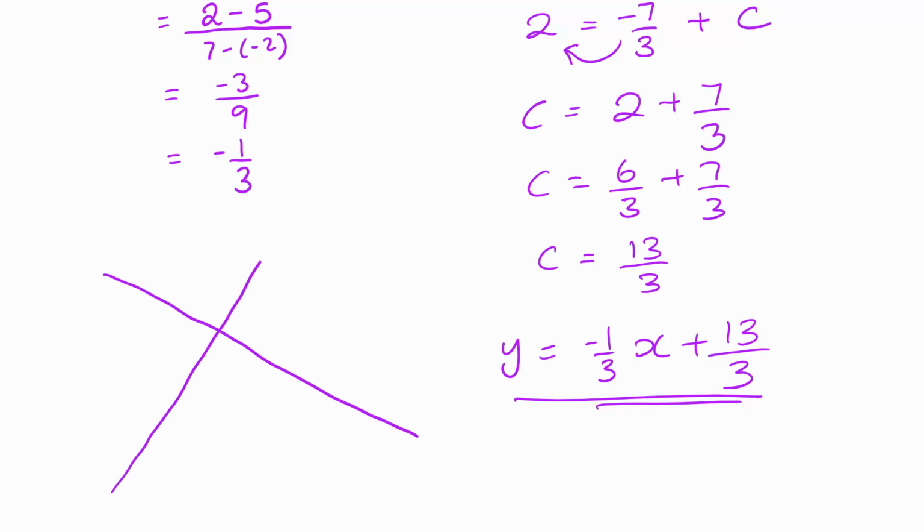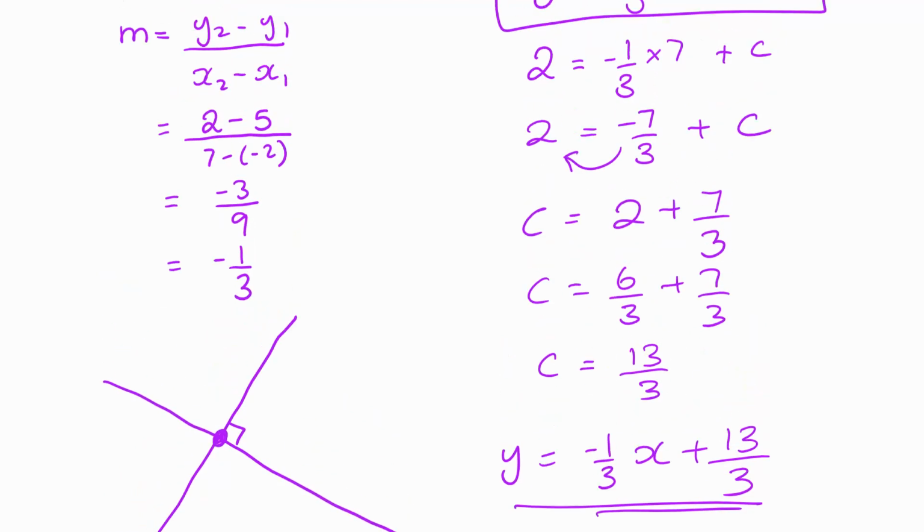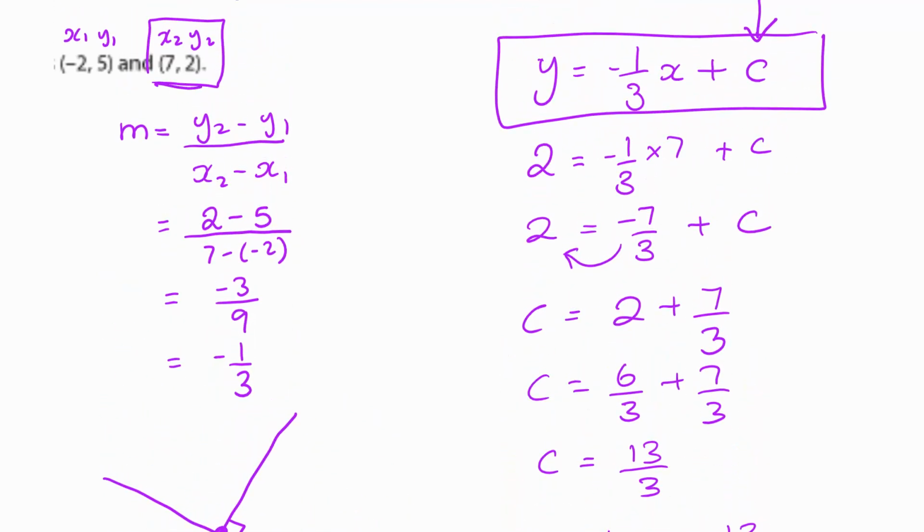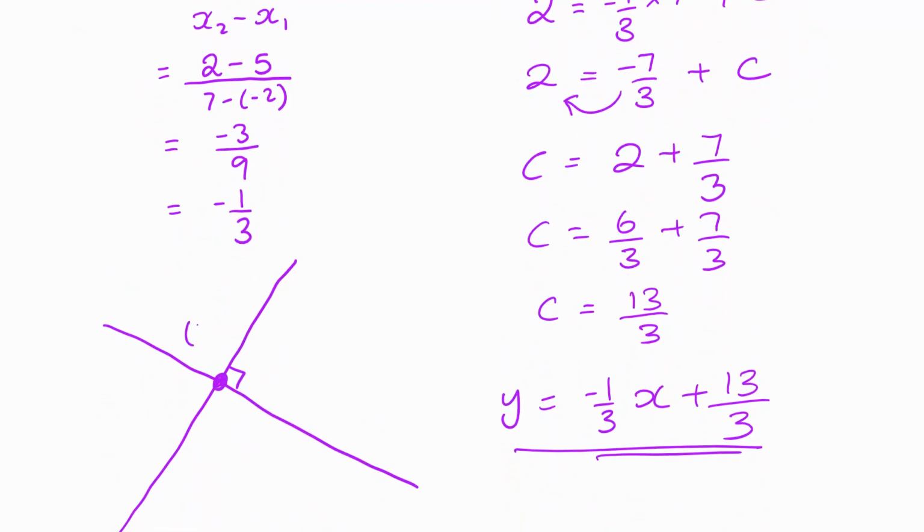Let's suppose we wanted a line that was perpendicular to that. And let's suppose that one also went through the point 7, 2. So what would we do? We know the gradient for the original line was -1/3. For the perpendicular, we change the sign and we flip the fraction upside down. So the perpendicular line would have gradient 3.